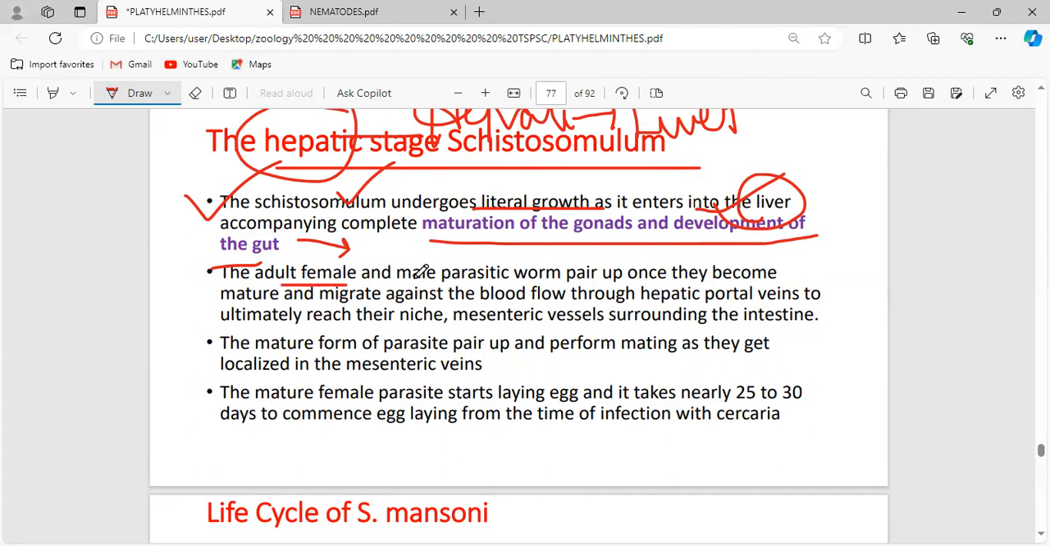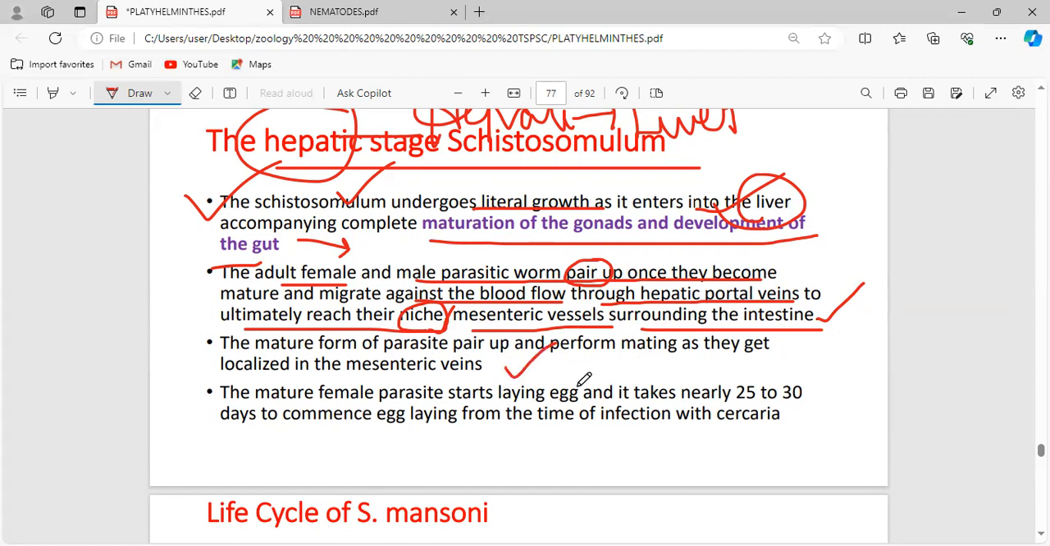The adult female and male parasitic worms pair up once they become mature. Once they become sexually mature, the female and male worms pair with each other and migrate against the blood flow through the hepatic portal veins to ultimately reach their niche. What is their niche, their exact location to perform their function, as well as their habitat? It is the mesenteric veins which surround the intestine. Mesenteric veins means nothing but intestine.